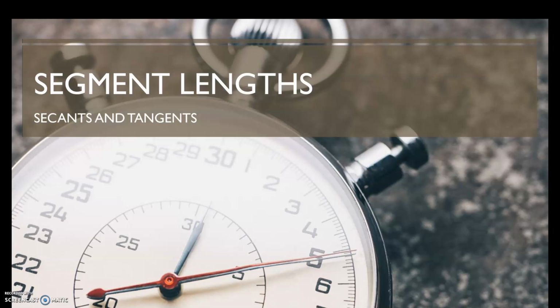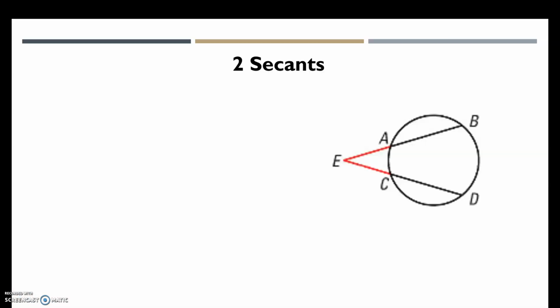Welcome back. Today we're going to be talking about secants and tangents. So we already talked about segments, the segment lengths dealing with two chords in a circle. Today it's going to be secants and some that have tangents. For two secants, before we start, we need to know our vocab for an exterior secant and a whole secant.